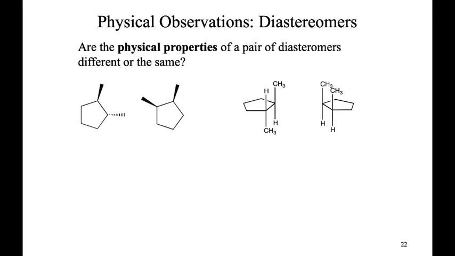Okay? So I want to have some kind of method to study it, to figure out what's going on with it, which means I have to know something about the physical properties of these materials. When we're looking at diastereomers, what do you think is going to happen with their physical properties? Should they be different or the same?